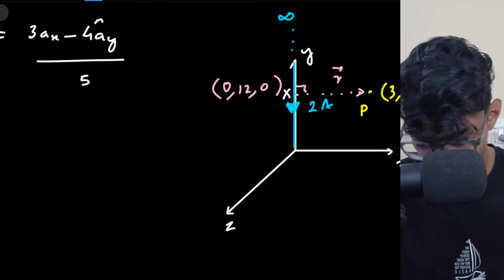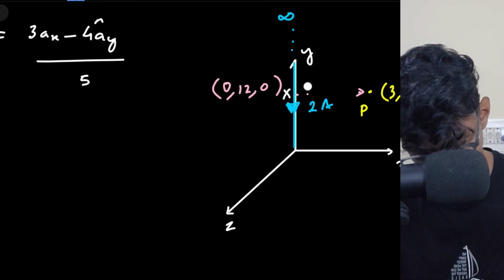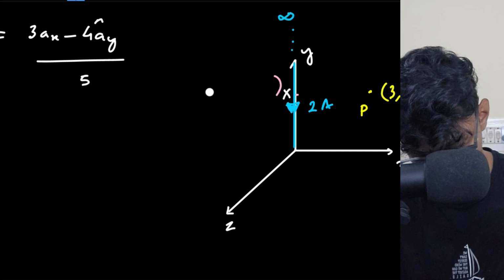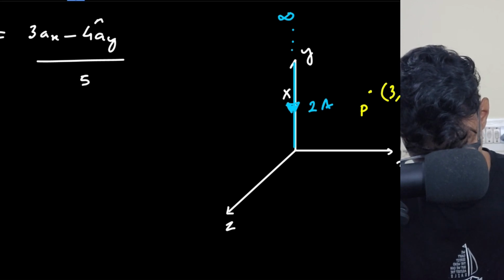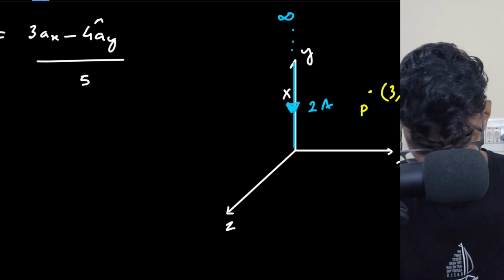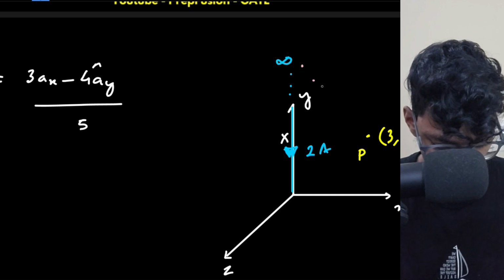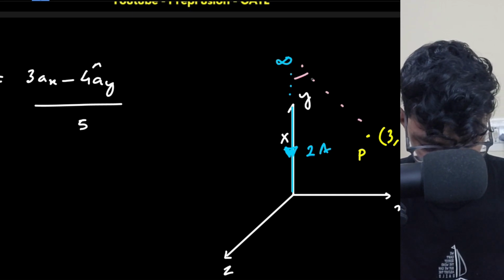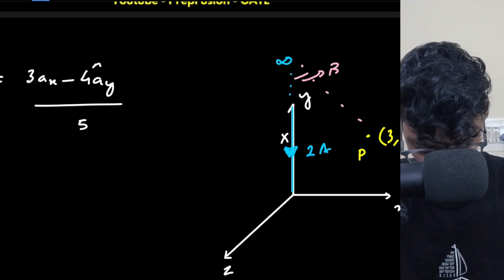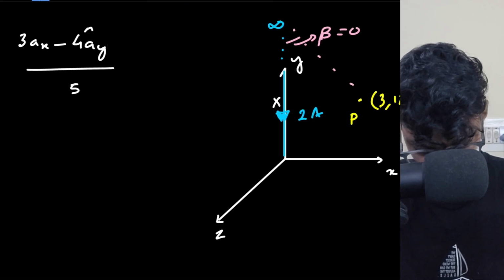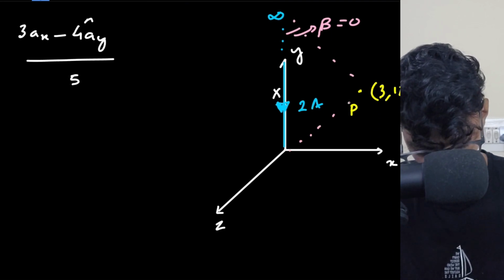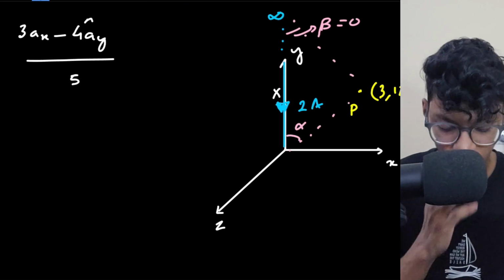So now if I just cancel this, R is not required anymore. Okay, I need to find out the angles. So one of these angles will be simply 0, right? This is the beta, and beta equals 0. That's pretty simple. But what about this angle, alpha? How do you find out this angle?